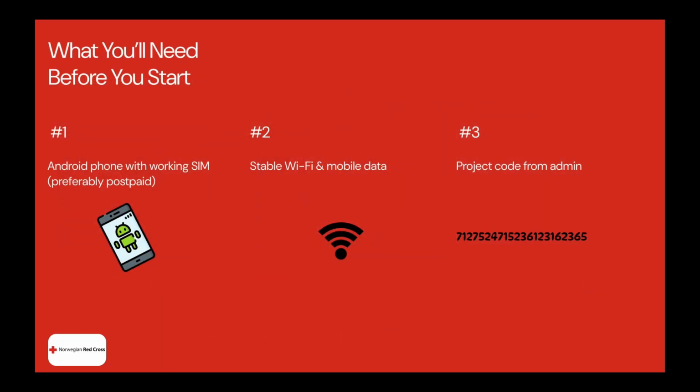Before we begin, make sure you have the following items ready: an Android smartphone or tablet, not an iPhone or iPad, with a functioning SIM card, preferably a postpaid SIM card, that can send and receive SMS messages. A stable internet connection, preferably both Wi-Fi and mobile data enabled for backup. Access to Telerivet project code, which you'll receive from Nyss admin. Once you have all of these ready, you can move on to installing the Telerivet Gateway app.